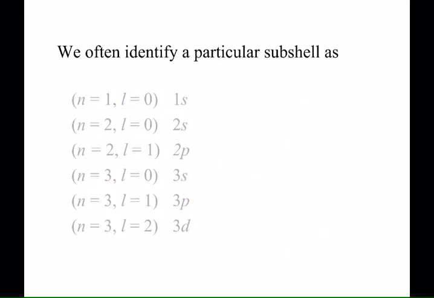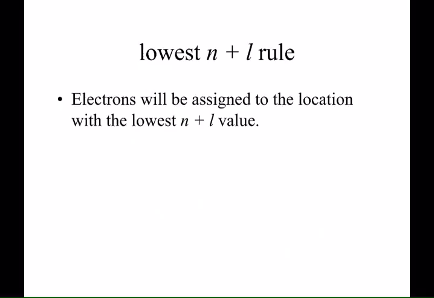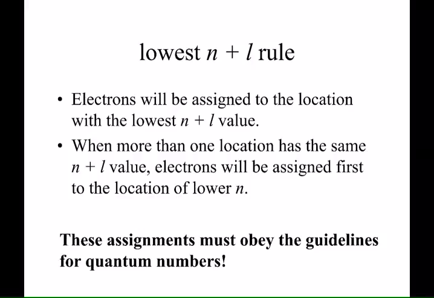How those come into play is that we are going to load electrons into the subshell with the lowest N plus L value. When that subshell gets totally full, we're going to have to go to the next subshell, the next lowest N plus L value. And if you go back to my previous slide, you'll see that some of those had the same N plus L value.